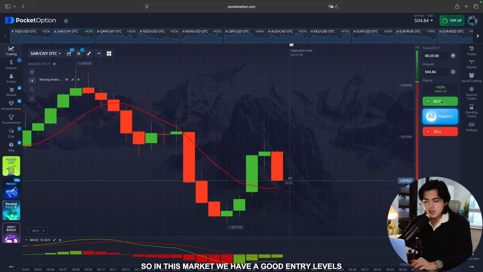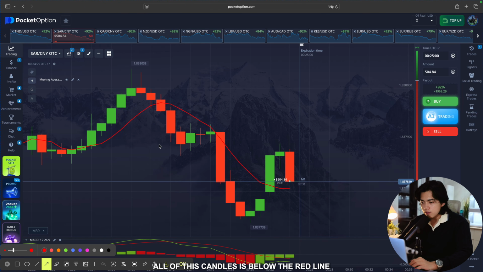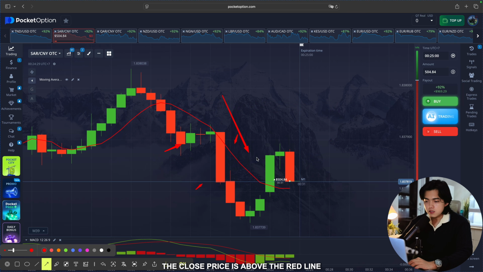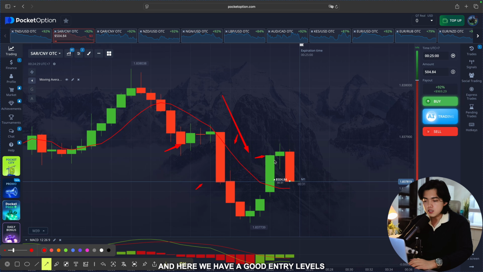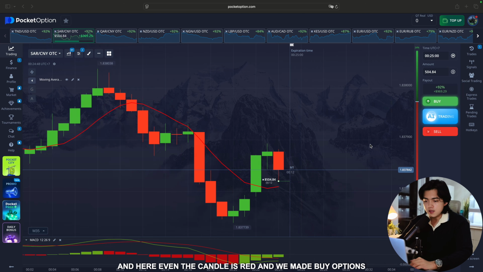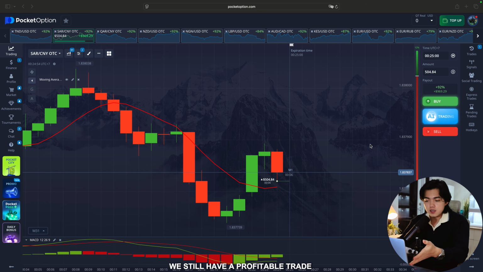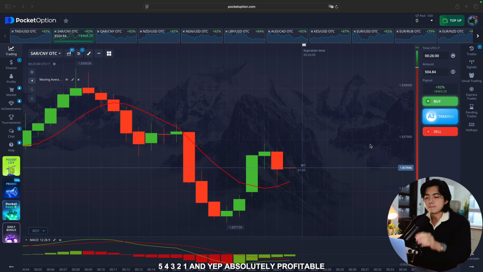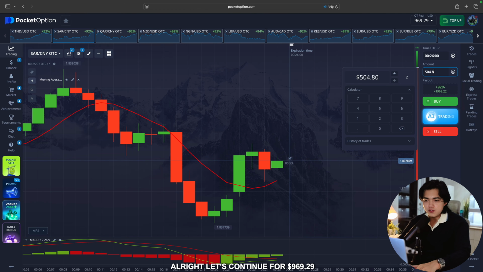So in this market we have good entry levels. As you can see here, all of the candles are below the red line, so that means this is a downtrend. But on this candle, the close price is above the red line, so that means the trend shifted from a downtrend to an uptrend. And here we have good entry levels because the price is approaching the red line. Even though the candle is red and we made buy options, we still have a profitable trade for 5, 4, 3, 2, 1, and yeah, absolutely profitable.